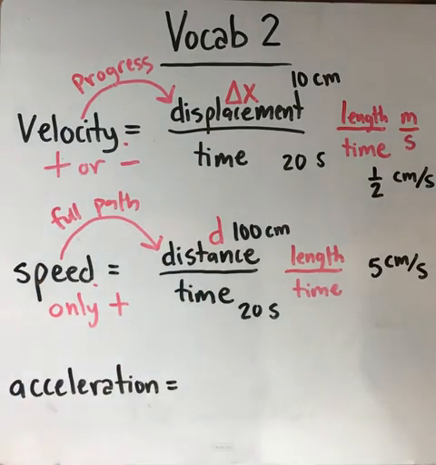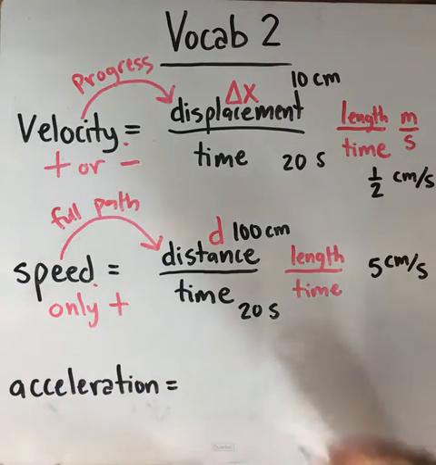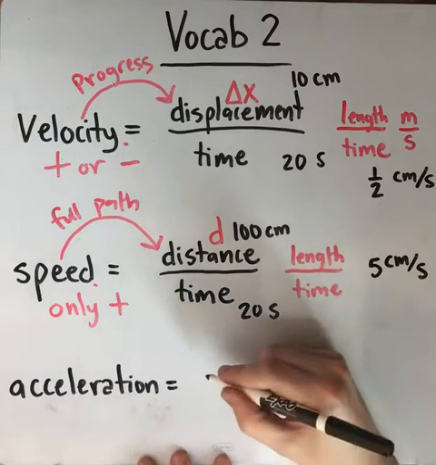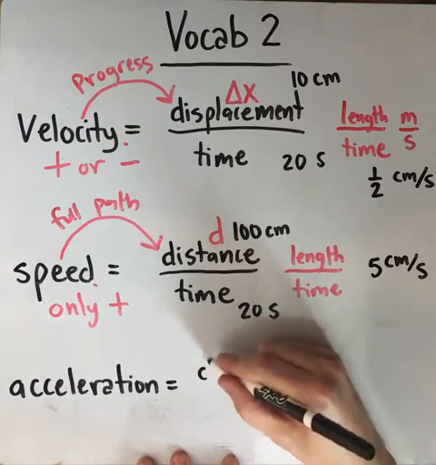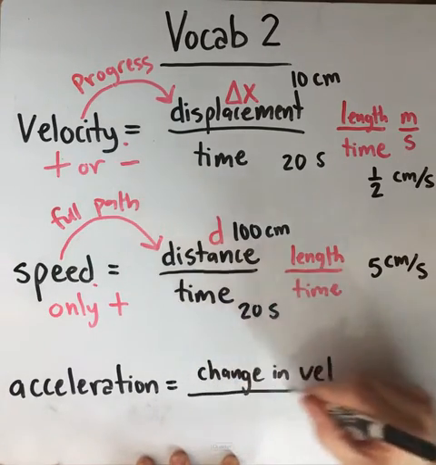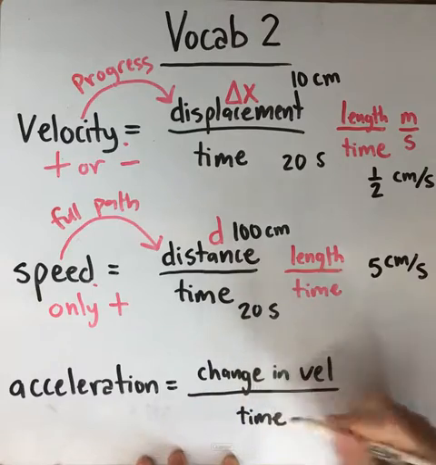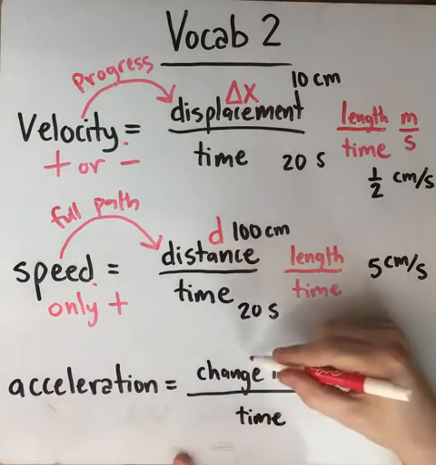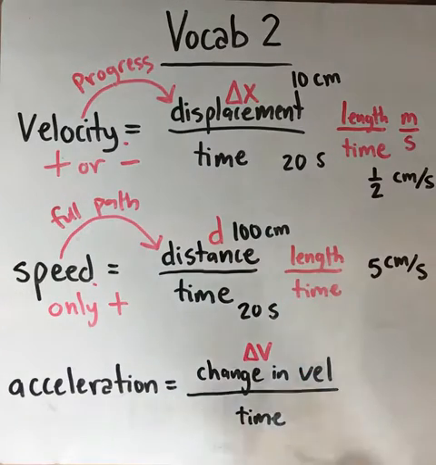Okay, the last vocabulary word we're going to see more in future units, and that is acceleration. Acceleration is your change in velocity divided by time. So this is going to be delta V on top. Basically, if the object is gaining velocity or losing velocity, then it has acceleration, and we will talk a lot more about that later.